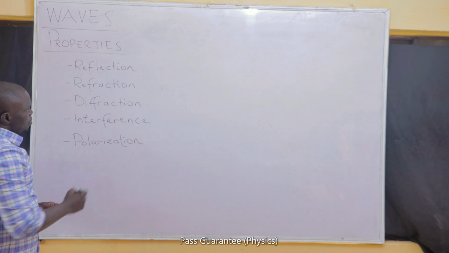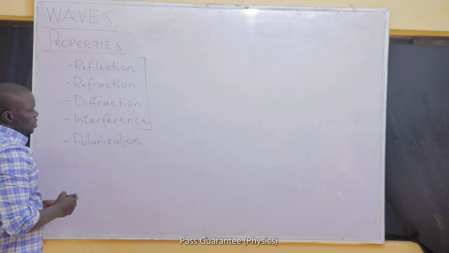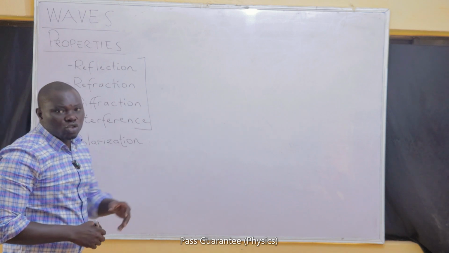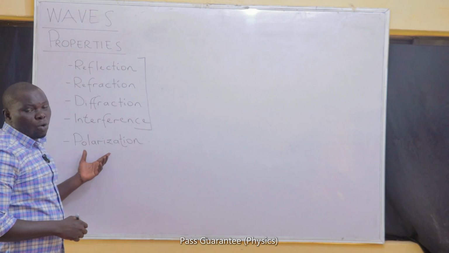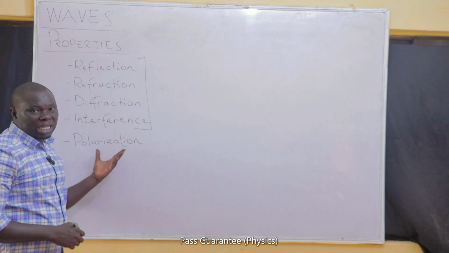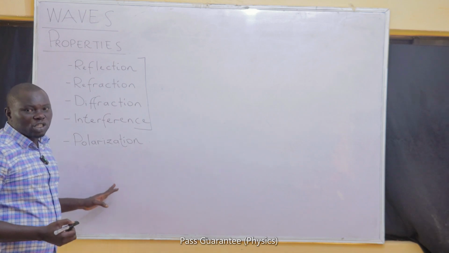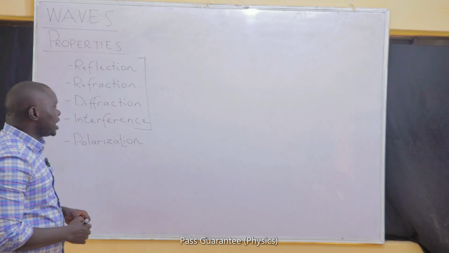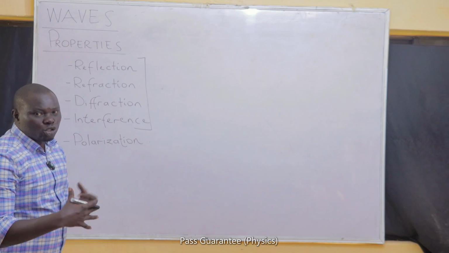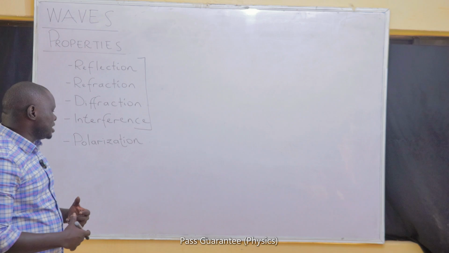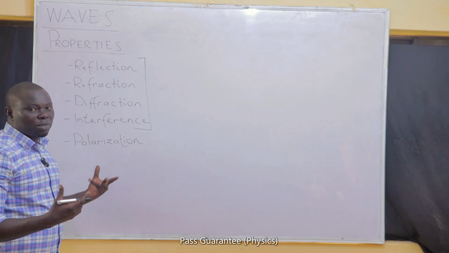While properties 1 to 4 apply to all waves, polarization applies only to a transverse wave. Only transverse waves can be polarized. So most of the time we get this question: what is the exclusive property of a transverse wave? The answer is polarization. Exclusive means something that only it has. Polarization is the exclusive property of a transverse wave. Only transverse waves can be polarized.